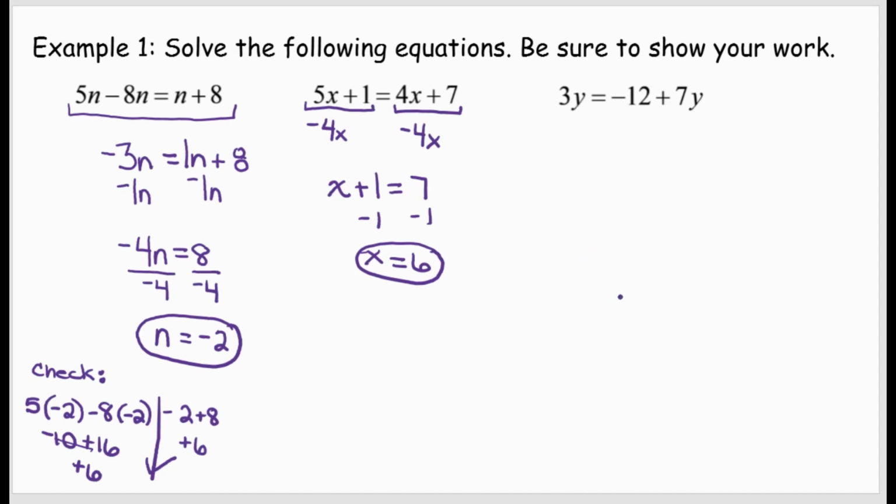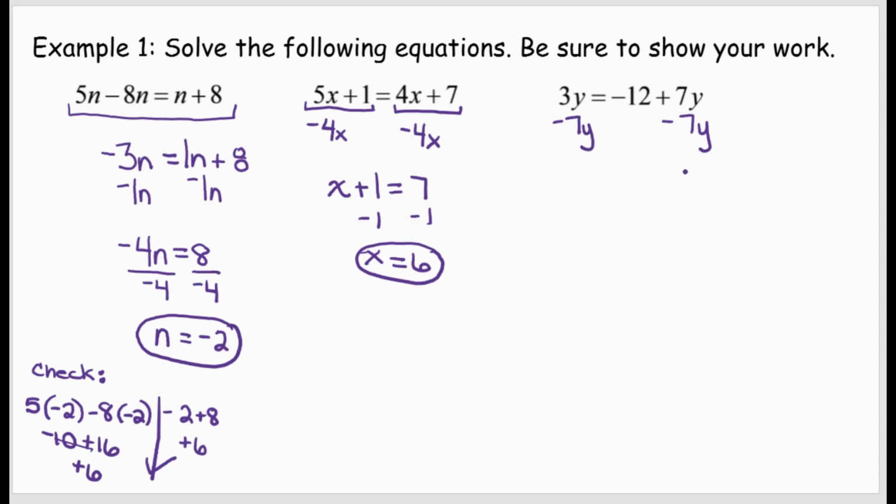Okay, our last question. So going through the steps, I'm looking at the left side, nothing needs to be simplified. Looking at the right side, nothing needs to be simplified. I notice there are variables on both sides of the equation. I am going to choose to move the 7y, so it's plus 7y. I will minus 7y from both sides.